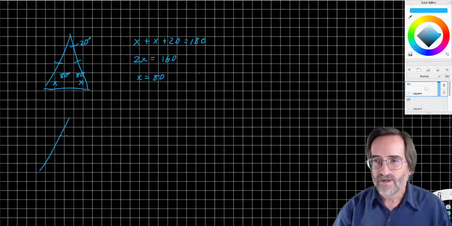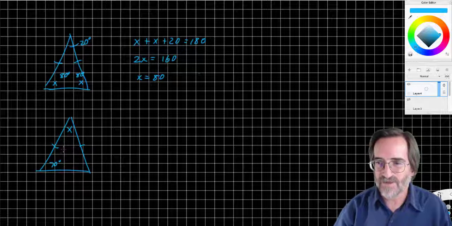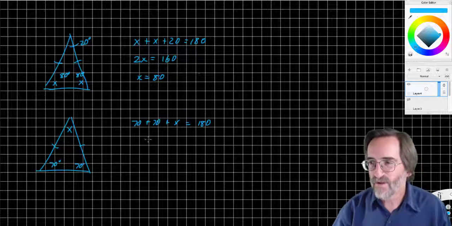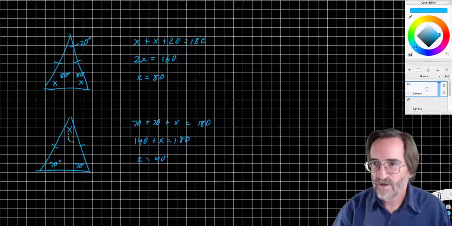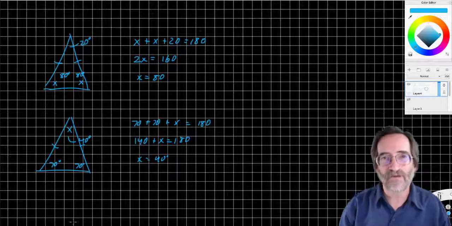But likewise, a similar problem. Let's say we know this angle is 70 degrees, and we want to know this angle here. Well, these are the base angles, and we know the two sides are the same, so we know this angle is also 70, and 70 plus 70 plus x equals 180. 70 and 70 is 140. Subtract 140, and x is 40 degrees. So you can use this to find missing angles.